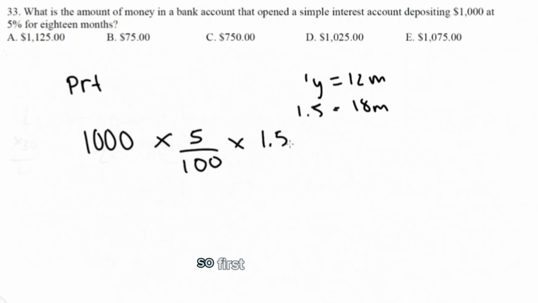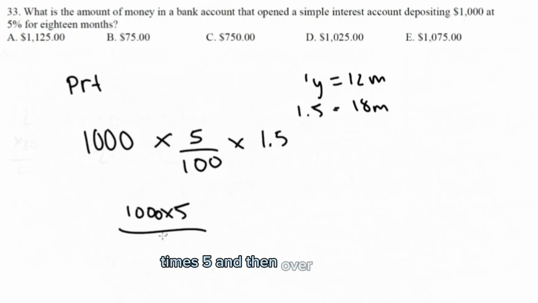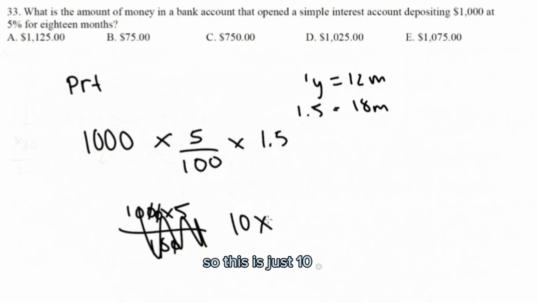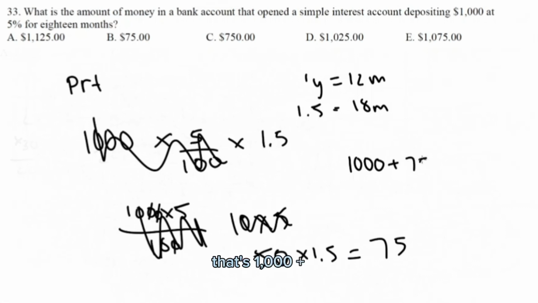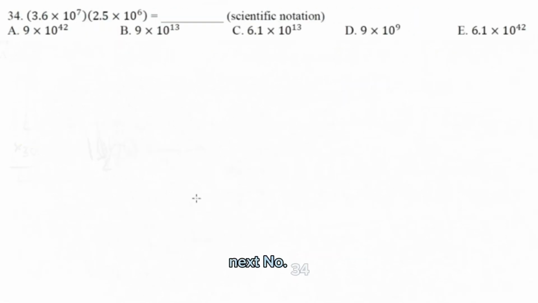Alright, so let's do this. So first, let's do 1,000 times 5 and then over 100. So when you have this over 100, you can just cancel this out and take away 2 zeros from here. So this is just 10 times 5, which is just 50. So we have 50 times 1.5. 50 times 1.5 is 75, meaning the interest is $75. Now when you combine that with the original $1,000 at the beginning, that's 1,000 plus 75, which is 1,075, and that's your answer.